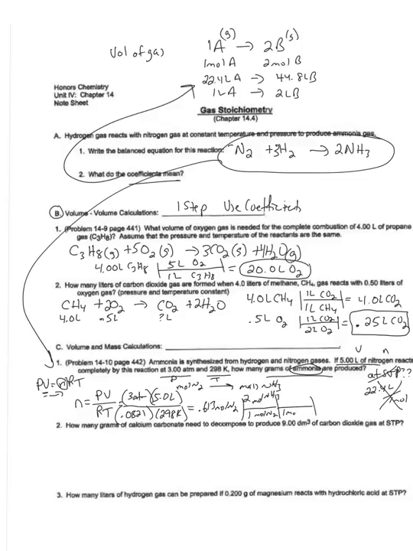Then we multiply by the molar mass. The molar mass of ammonia is the mass of 1 mole. Adding up all the elements, we get a molar mass of 17.04 grams. And doing the math, we get our answer of 20.9 grams of ammonia.